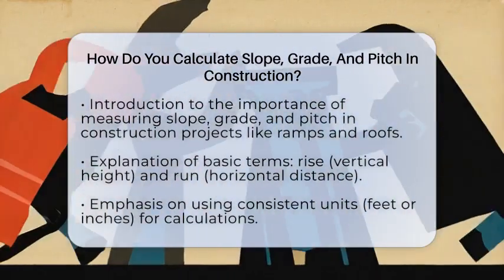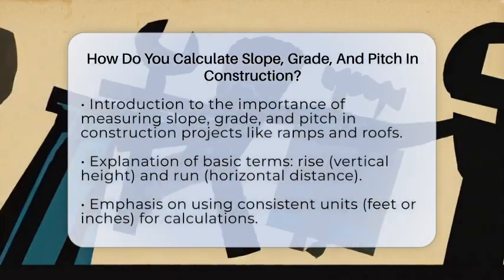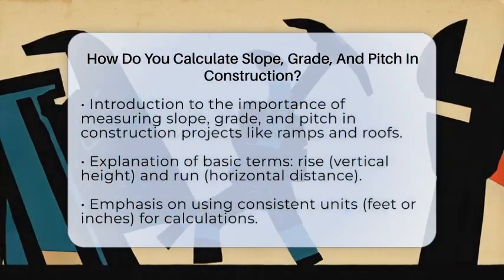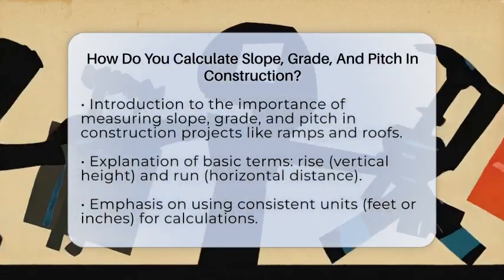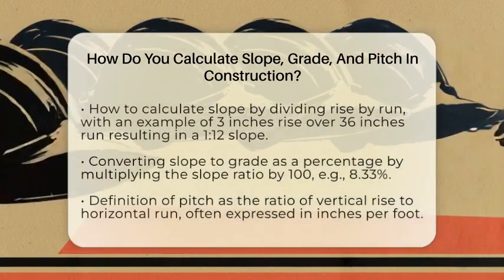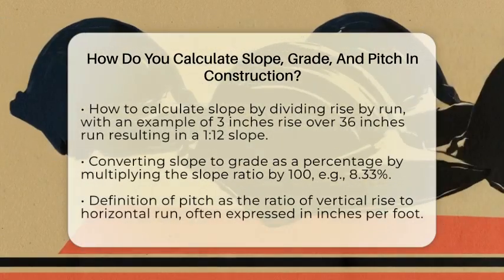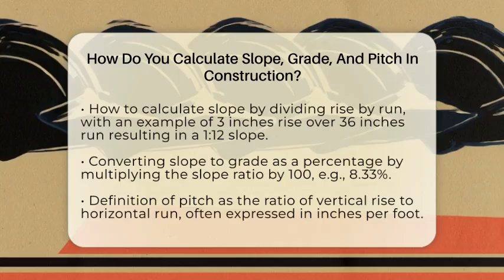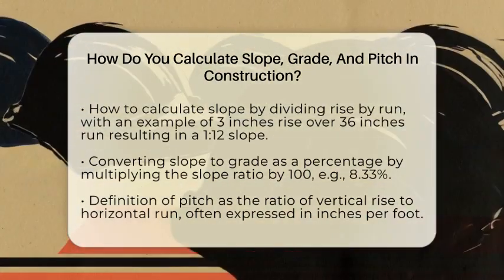Calculating slope involves dividing the rise by the run. For example, if a surface rises 3 inches over a horizontal distance of 36 inches, the slope is 3 divided by 36, which simplifies to 1 to 12. This means for every 12 units of horizontal distance, the surface rises 1 unit.